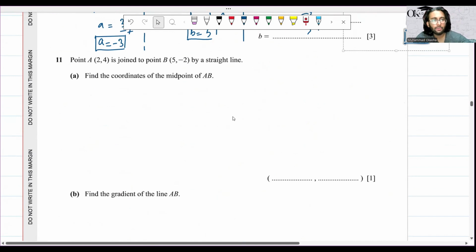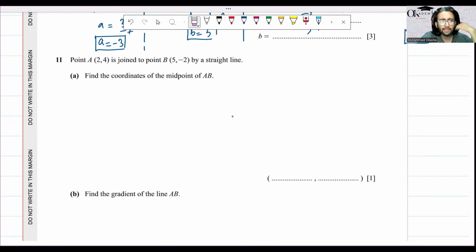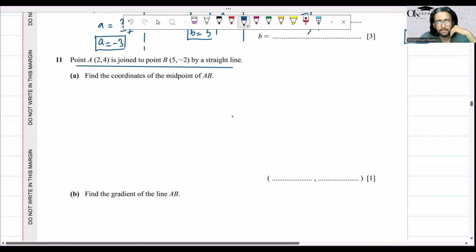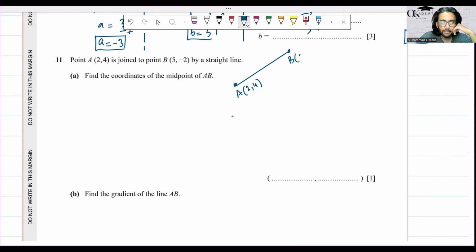Point A (2, 4) is joined to point B. The first thing I do whenever I read something like this, I don't like reading these abstract things. I would rather draw them just to see how it's going, right? So, point A is (2, 4). Point B is (5, -2). Yeah, that makes sense now.